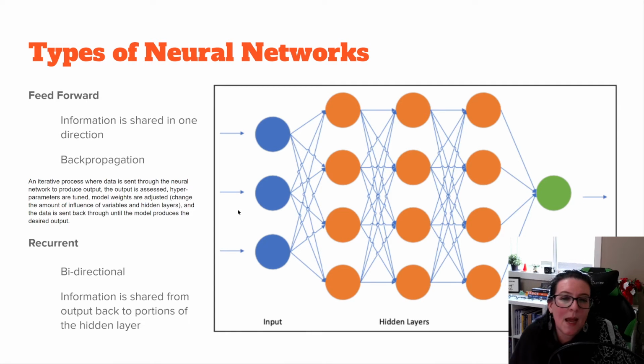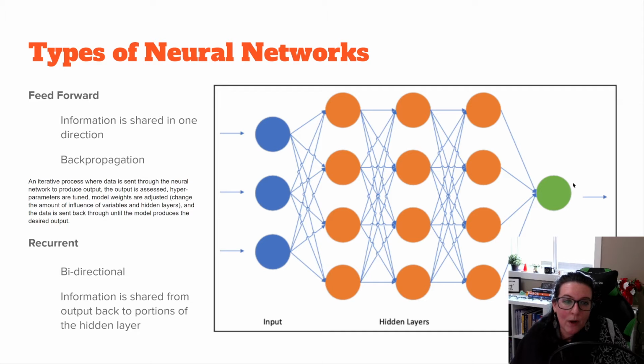Now, when it comes to types of neural networks, we have feed forward, which is where information is shared in one direction. So we go from inputs, we alter those inputs to create this hidden layer. It goes to the next hidden layer, then it's amended, it goes to a next hidden layer. You might have multiple layers, and then to the output. So we're moving in one direction with the information.